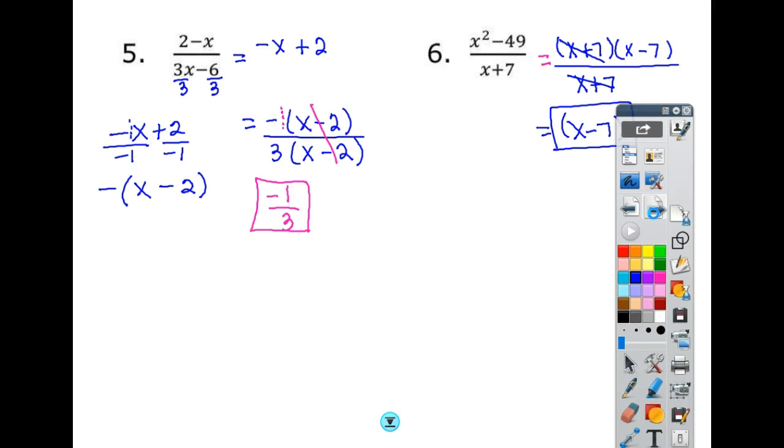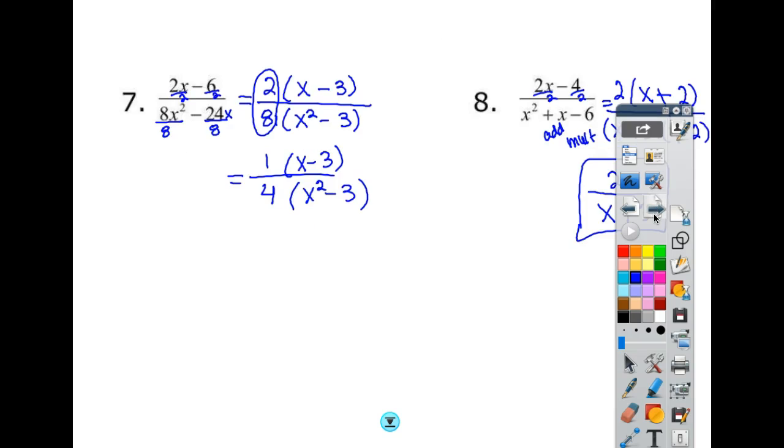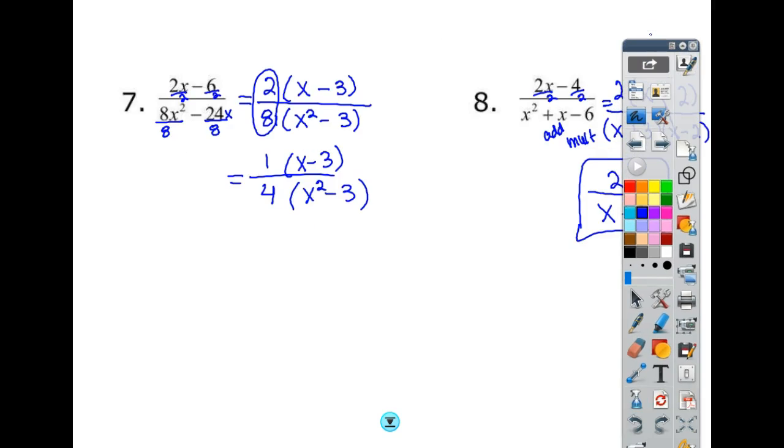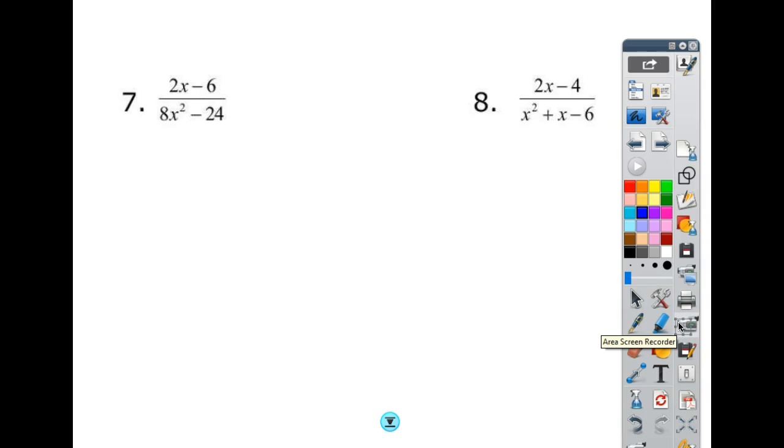Then the last two, if the Promethean board will move quickly here. Let me erase this. On the top in the numerator, what will 2x and x both divide by? 2. Very good. And so 2 is our GCF. And when we divide 2x by 2, what do we get? X minus 3. And then in the denominator, what will they both divide by? Oh, you know what? We're going to make a correction here. We're going to add an x to that 24. Now what will they both divide by?